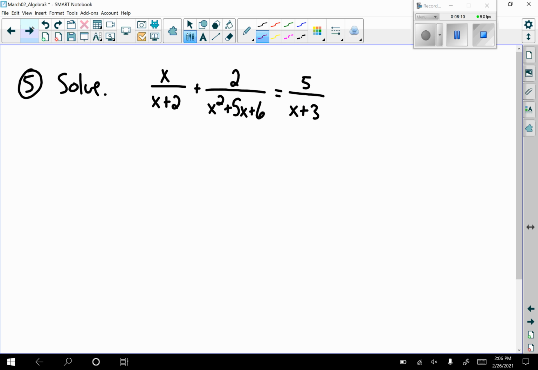All right, and then this example we want to solve. So we have a rational equation. So pause the video to give this a try. All right, and if you still need more time, just pause the video again. In order to determine the LCD here, I have to factor this middle denominator. Well, nice thing is it actually factors into what the other two denominators are. So my LCD is going to be these two together.